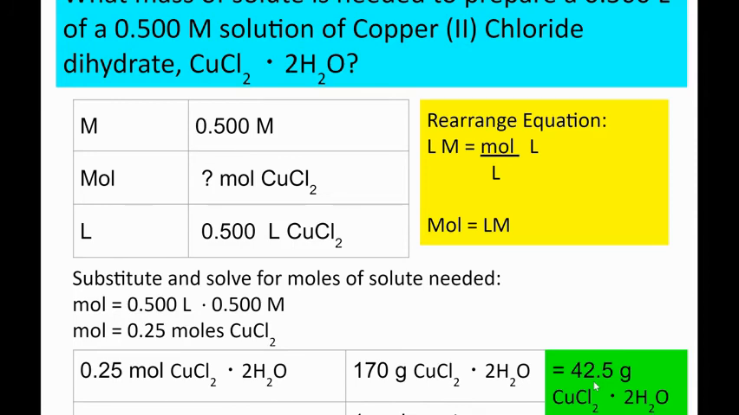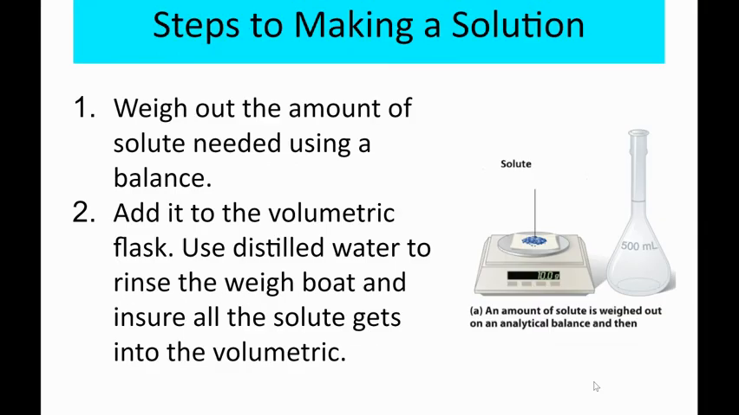All right, let's end by looking at how a solution is made. This is something that you'll be doing in some future labs. Steps to making a solution. You start by weighing out the amount of solute that is needed using a balance. Once you've done that, you add it to the volumetric flask. Make sure you use distilled water to rinse the weigh boat and ensure all of the solute gets into the volumetric.